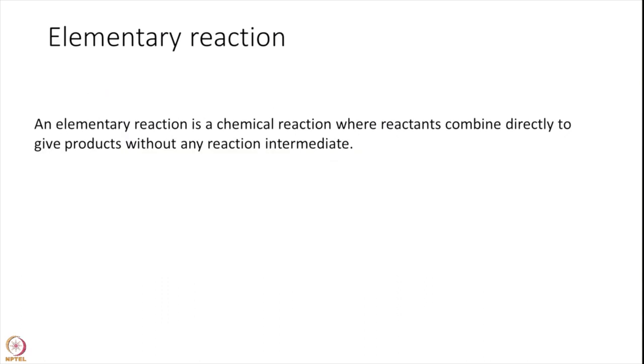Reactions themselves can be divided into two parts: a reaction that is elementary and a reaction that is complex. An elementary reaction is one where the reactants combine together to give the products in one step without any reaction intermediate. Essentially, your reactants are combining directly, in the form of a collision you can say, and just giving the product. There is nothing in between.